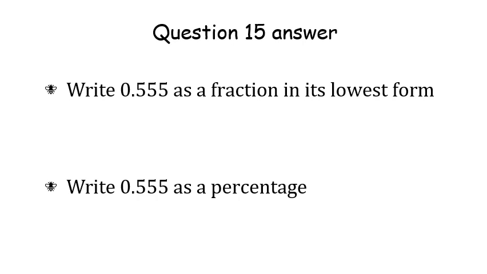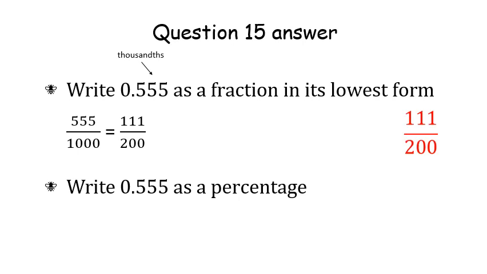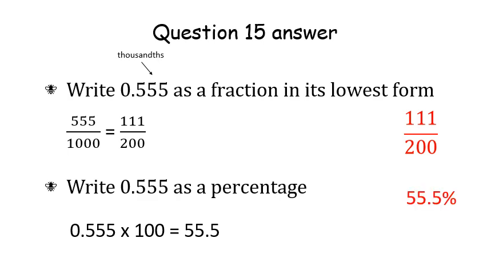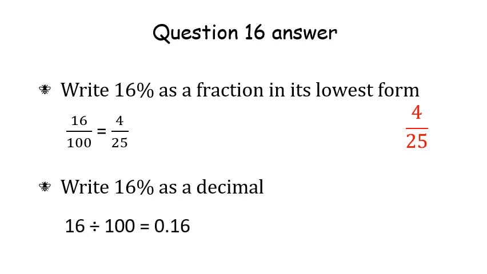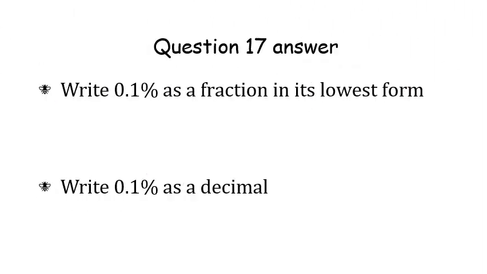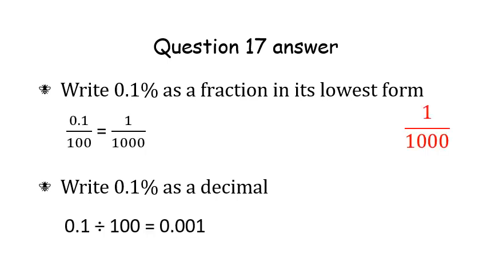Question 15. 0.555 as a fraction in its lowest form is 111 over 200 and 0.555 as a percentage is 55.5%. Question 16. 16% as a fraction in its lowest form is 4 out of 25 and 16% as a decimal is 0.16. Question 17. 0.1% as a fraction is 1 over 1,000 and 0.1% as a decimal is 0.001.